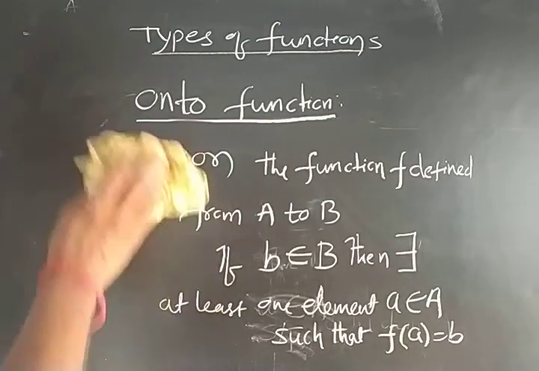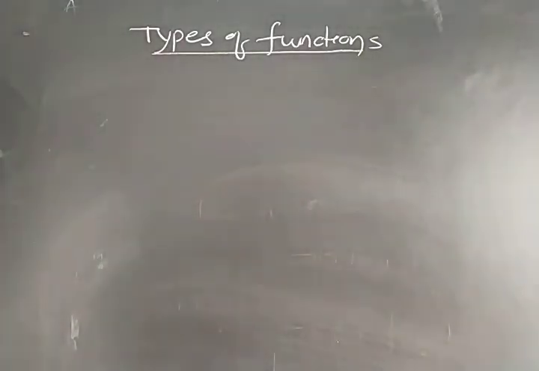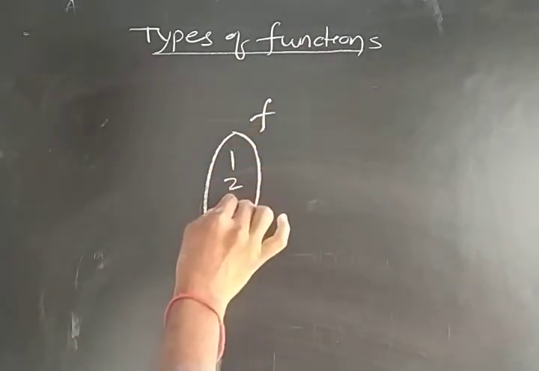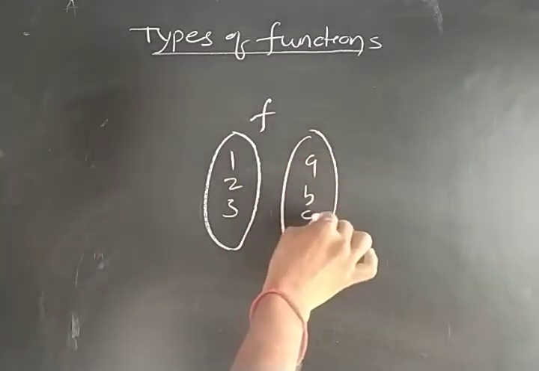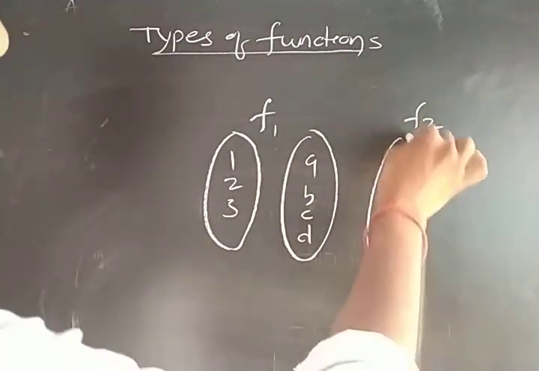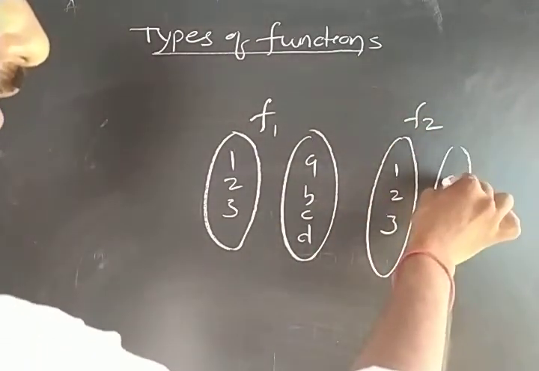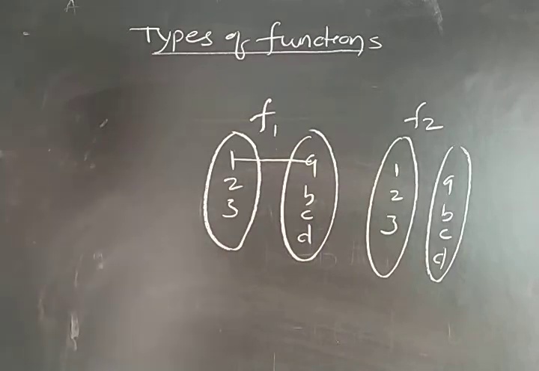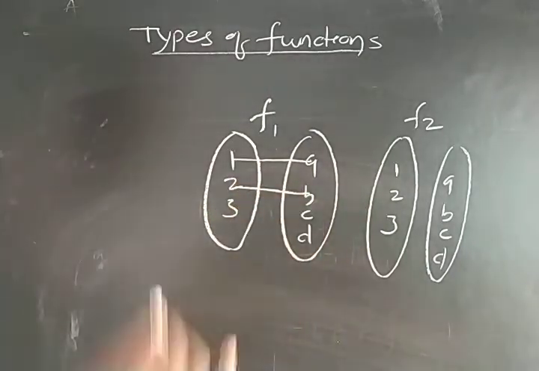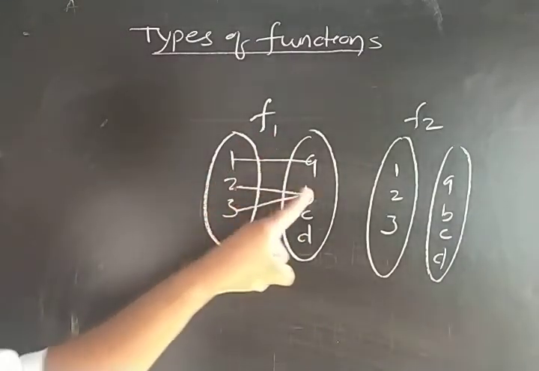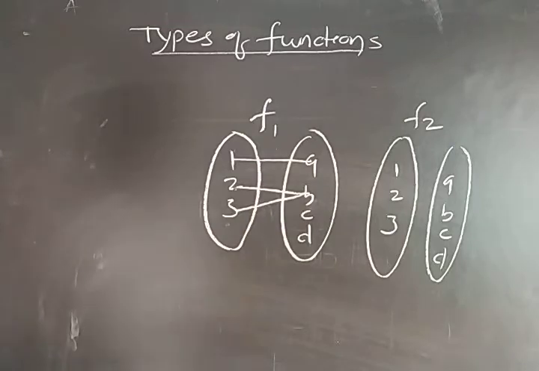Now let me explain with one example. See, I am taking one function. Here I am taking 1, 2, 3. Here I am taking A, B, C, D. This is one function. Second function: 1, 2, 3, and A, B, C, D. Right? Is this a function? Yes. Why? Because 1 has a unique image, 2 has a unique image, 3 has a unique image. So it is a function.